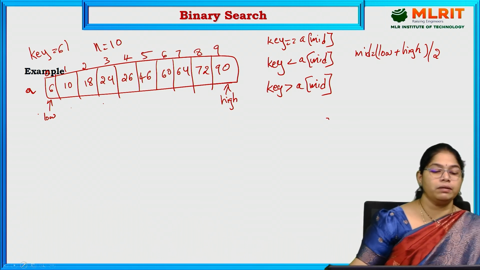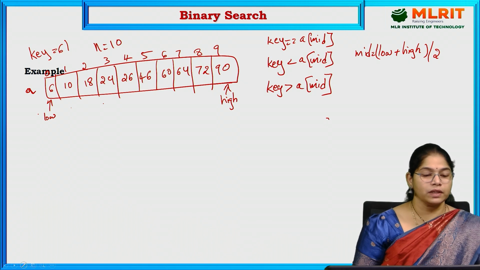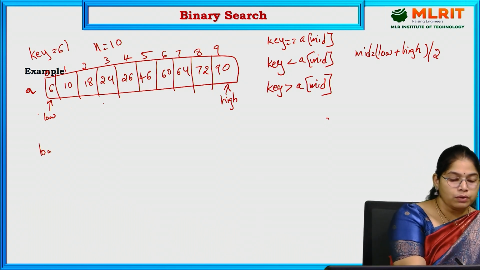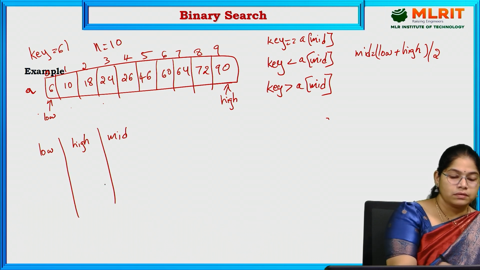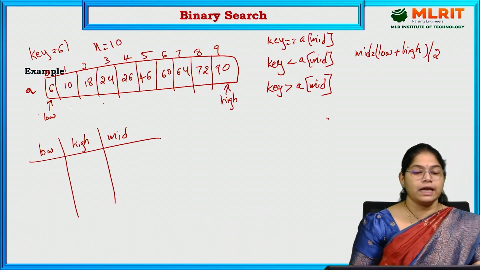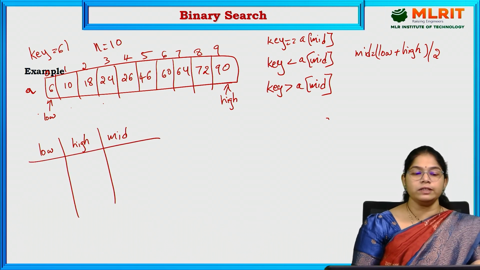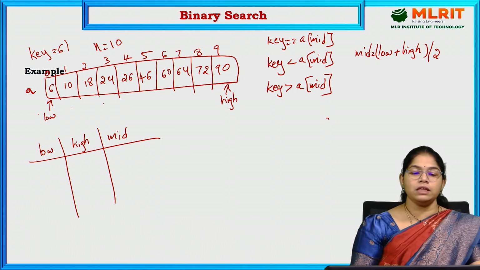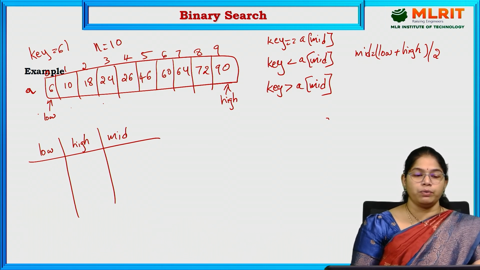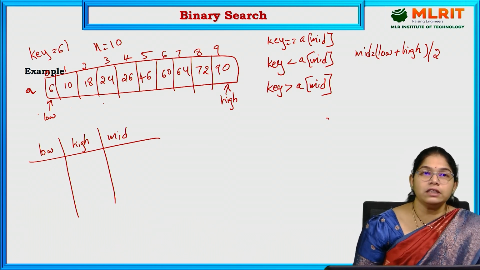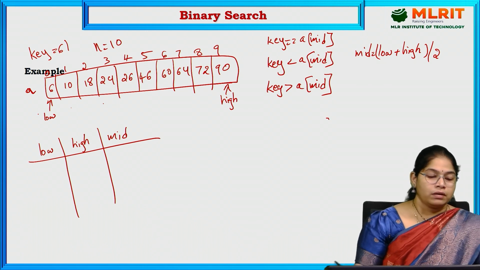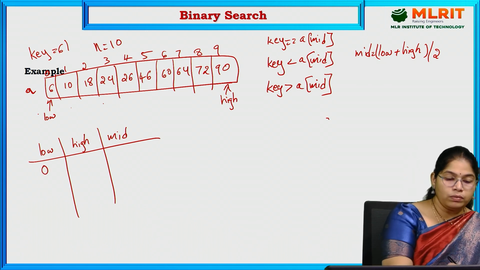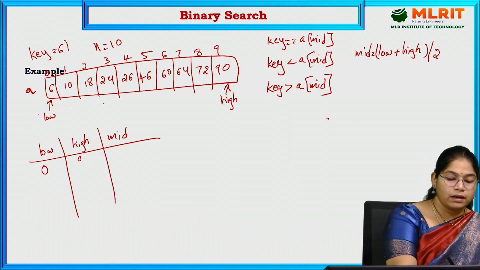The number of elements are 10. And now, so low, high and mid. So in the previous example, I considered the key value as 60. 60 is present at index 6, so I found it. Now I have considered the key value which I want to search is 61. Now low is at 0, high is at 9.